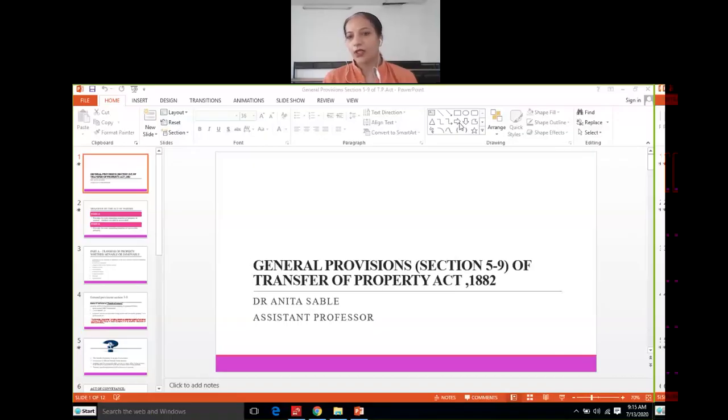Understanding these general provisions is very important, because under them we would find certain things which would help us understand how the Transfer of Property Act deals with transactions in relation to immovable property, and whether all the provisions relate to immovable property only, or whether for some of the provisions movable property also comes under them. So today we will be dealing with the general provisions provided under sections 5 to 9 of the Transfer of Property Act 1882.